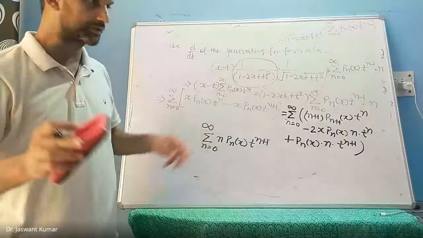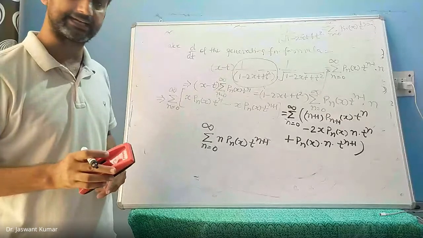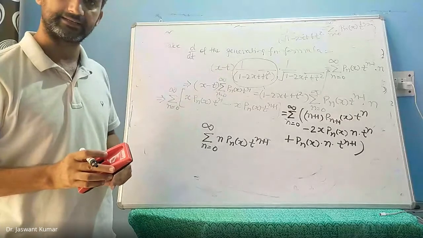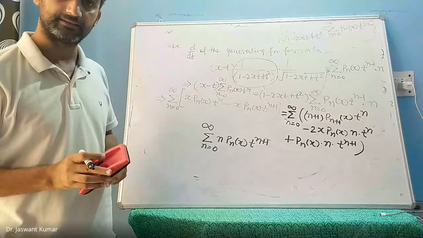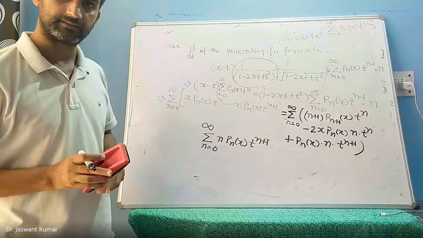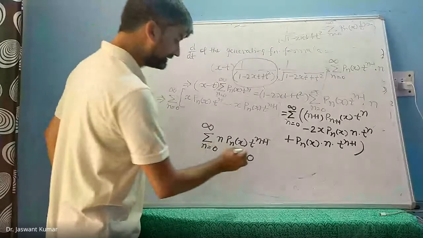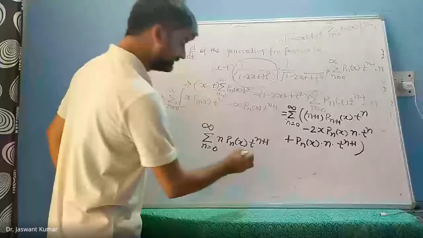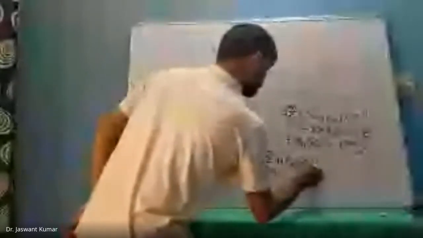Just for like more clarity. For n equal to 0, this will be 0. And then plus summation n equal to 1 to infinity n p n x t to the power n plus 1. समझ में आया सबको?